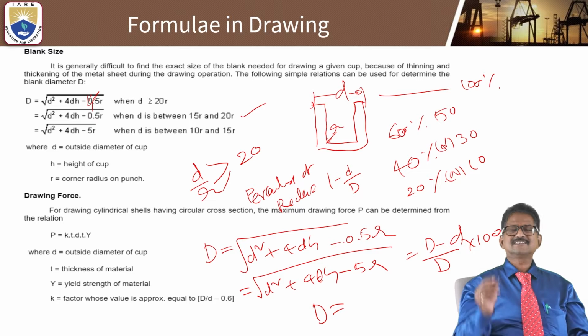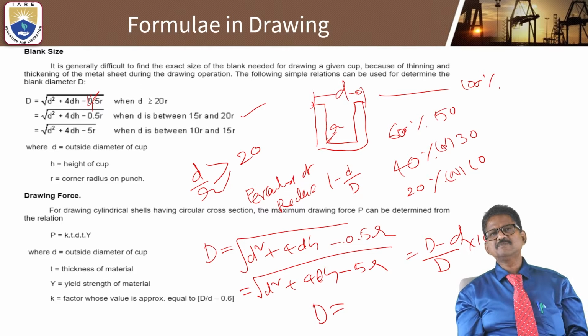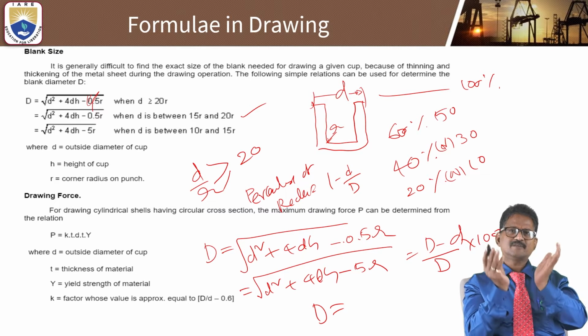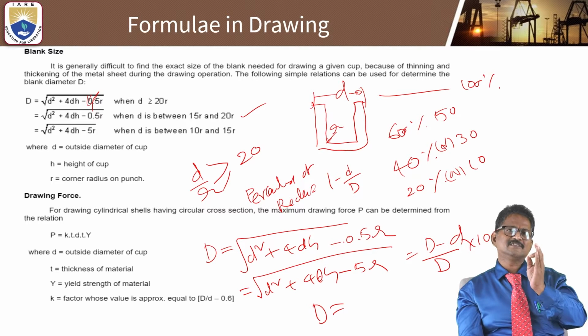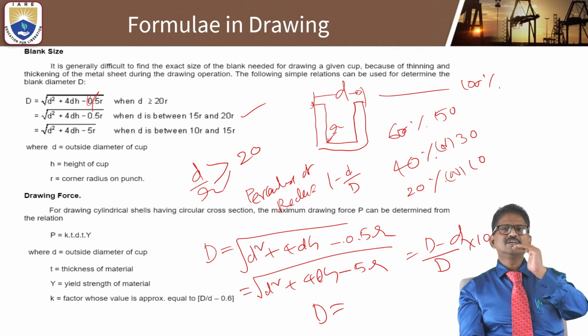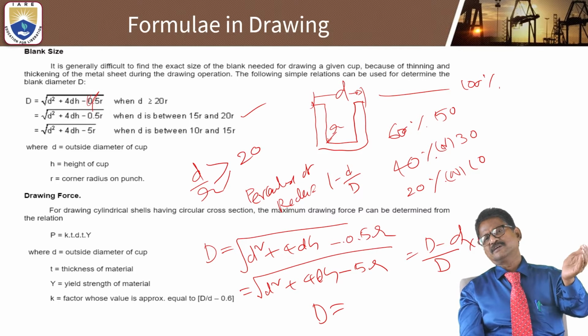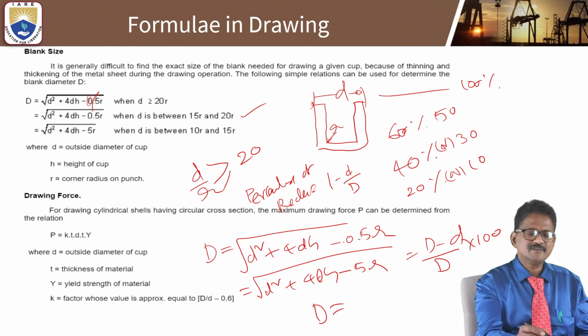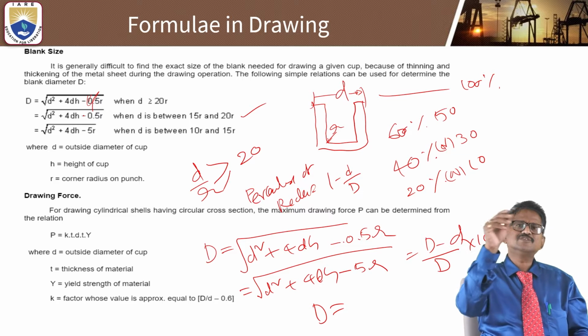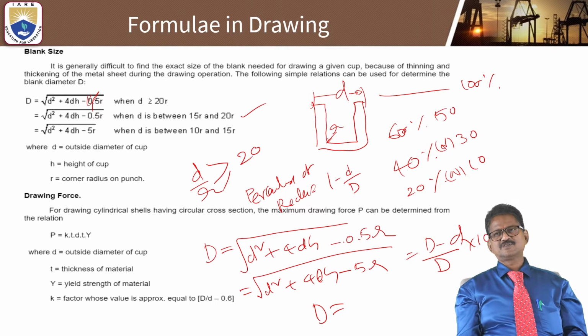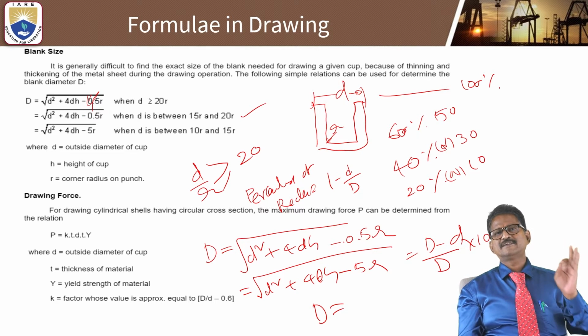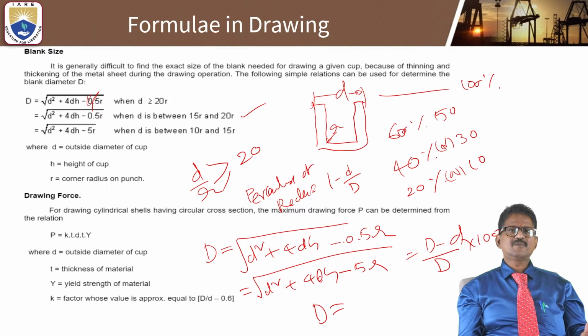d by r ratio is greater than 20. So d by r ratio, the outside diameter by the smaller, that is nothing but corner radius. That ratio will be more than 20, obviously without any reduction, root of d square plus 4dh formula to be used for determining the blank diameter or blank size.